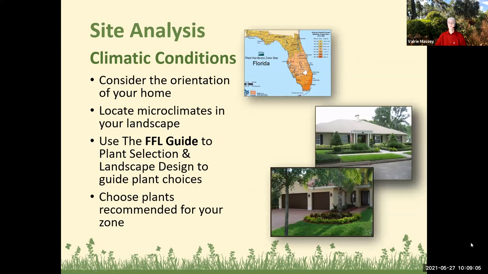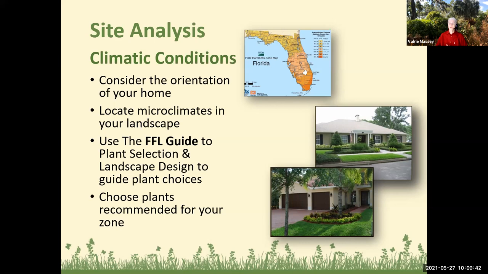Okay, and what we have up here in the map is showing the zones for the state of Florida. And we are in 9A out in East Manatee, excuse me. So there are colder temperatures there. Some plants are not going to do as well as if they were in 9B, which is where we are here at the extension office in Palmetto and Bradenton. Most of Manatee County is 9B.